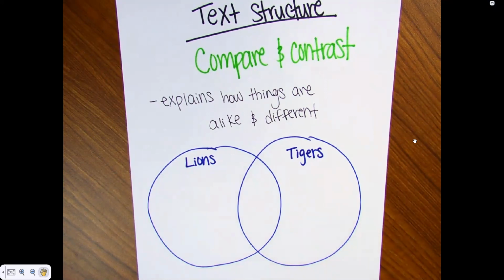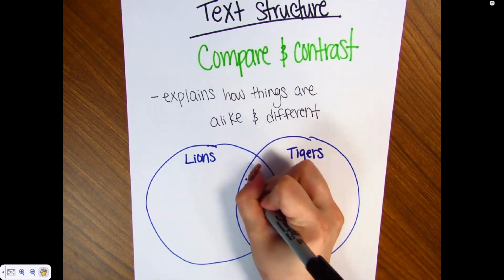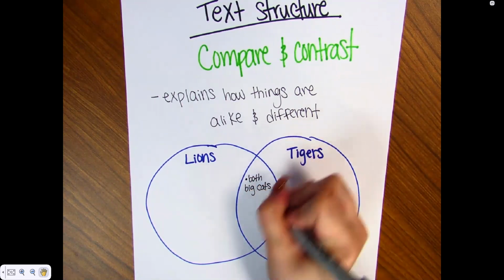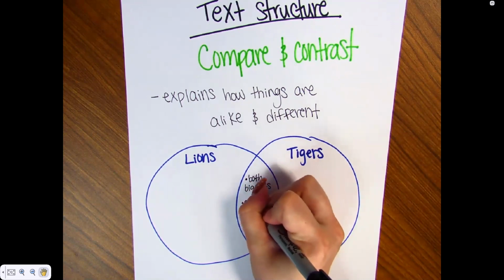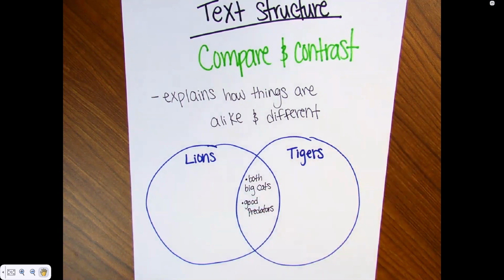So let's think about some things in the book that were alike and different that they named. Do y'all remember any of them? Y'all remember how they were alike and different? Walter, what was one of them? They were both big cats and good predators. Okay. Both big cats. Good predators. Okay. Nathan, do you remember something?